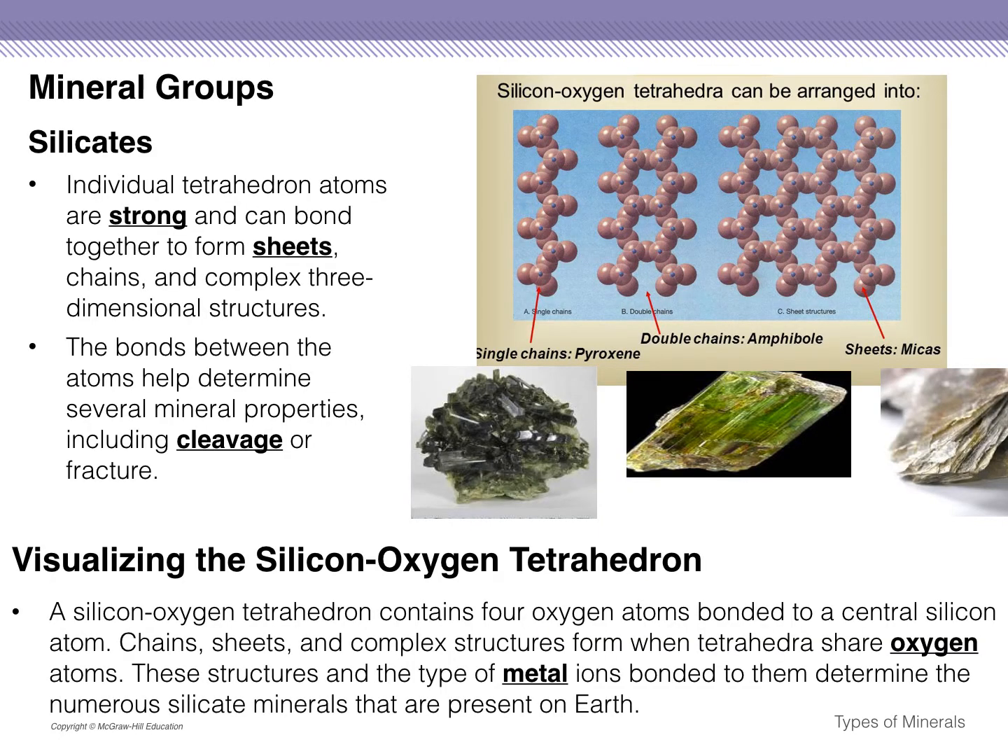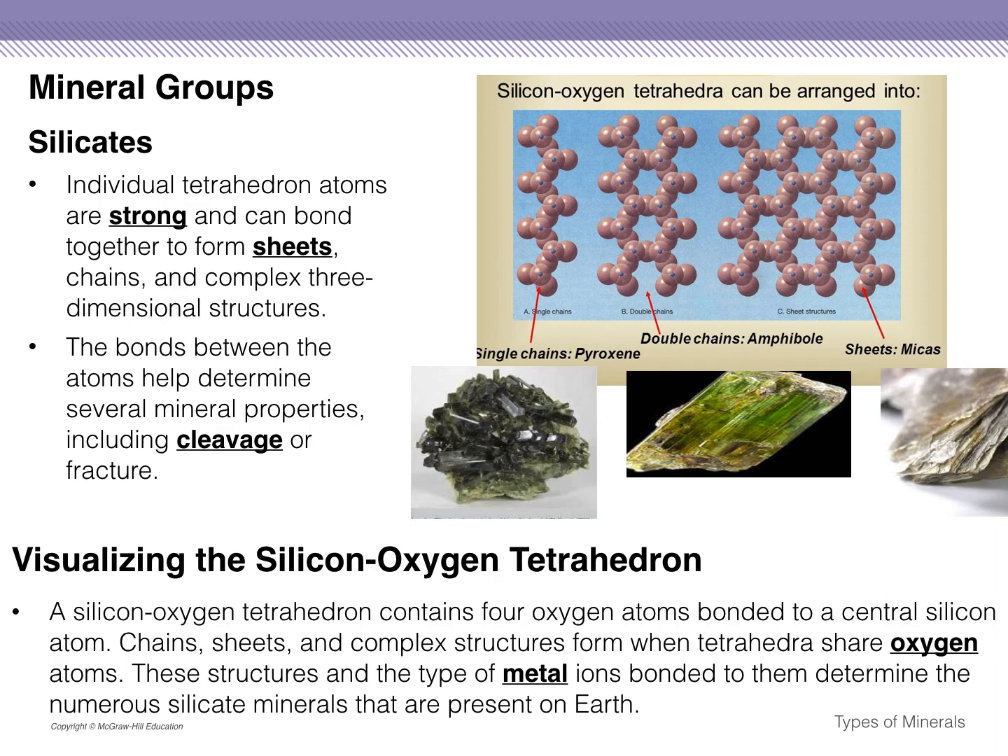Silicates. Individual tetrahedrons are strong and can bond together to form sheets, chains, and complex three-dimensional structures. And you see them on the right side. You see the different forms. The bonds between the atoms help determine the cleavage or if it's going to fracture. So we have 3 different types there. We have pyroxene, which are single chains of tetrahedrons. We have double chains with the amphibole. And we have sheets of tetrahedrons, which is mica.